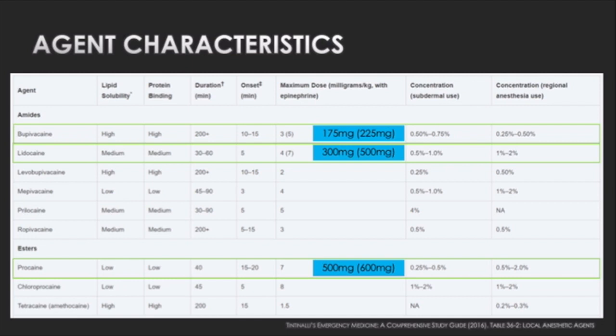And if the patient has a true amide allergy, you can then consider giving procaine. This has a very short duration of action, which is why it's fallen out of favor. But you can give larger doses, up to 7 mg per kg.